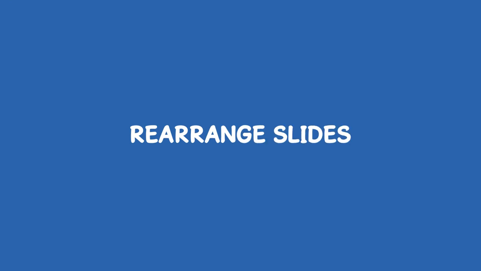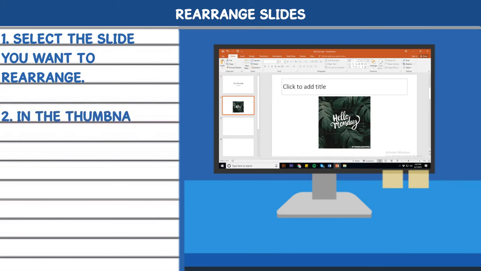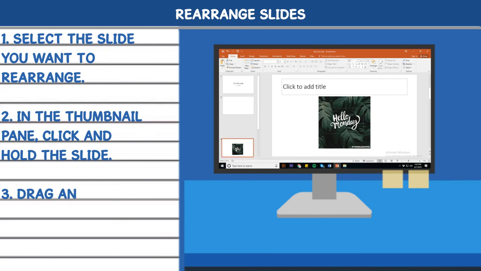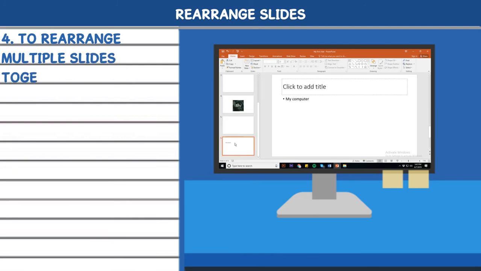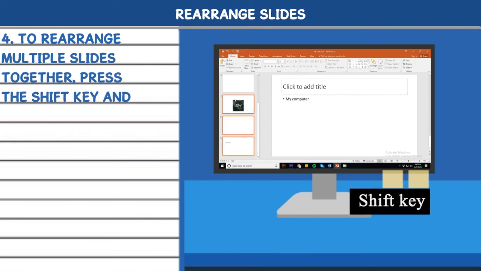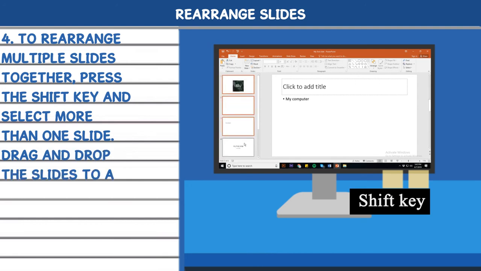Rearrange slides. 1. Select the slide you want to rearrange. 2. In the thumbnail pane, click and hold the slide. 3. Drag and drop the slide in the desired place. 4. To rearrange multiple slides together, press the Shift key and select more than one slide. Drag and drop the slides to a new place.